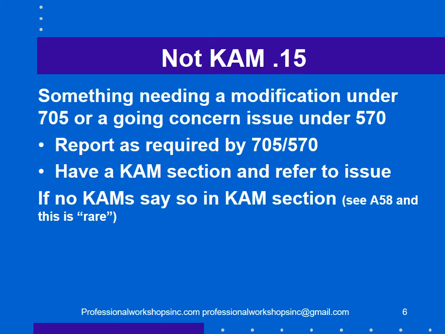Things that are by definition not key audit matters: something needing a modification under 705, denial, adverse, qualification, or a going concern issue that is to be reported in the audit report under 570. Those two things you will report as required by 705 or 570. And in addition, you have a key audit matter section and refer to the issue as described in 705 or 570. If you have no key audit matters, you say so in a key audit matter section. So regardless, you will have a key audit matter section, and that's supposed to be something that's rare.